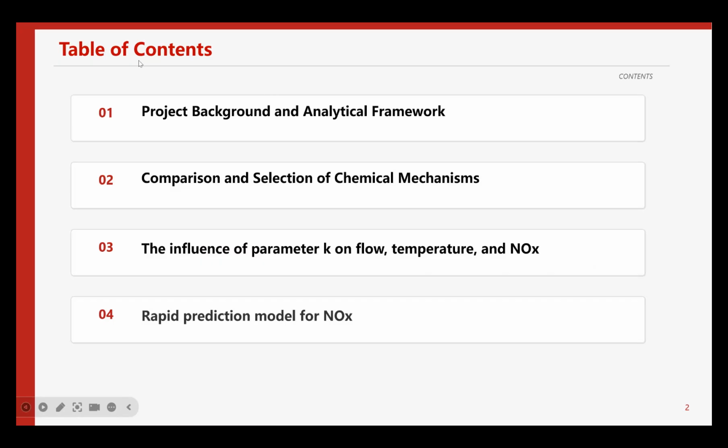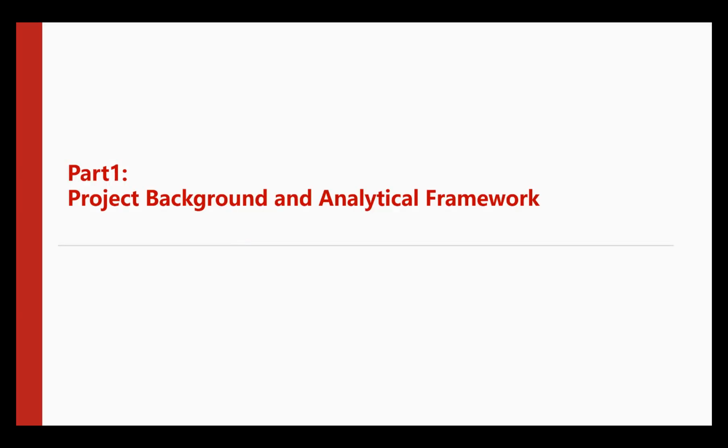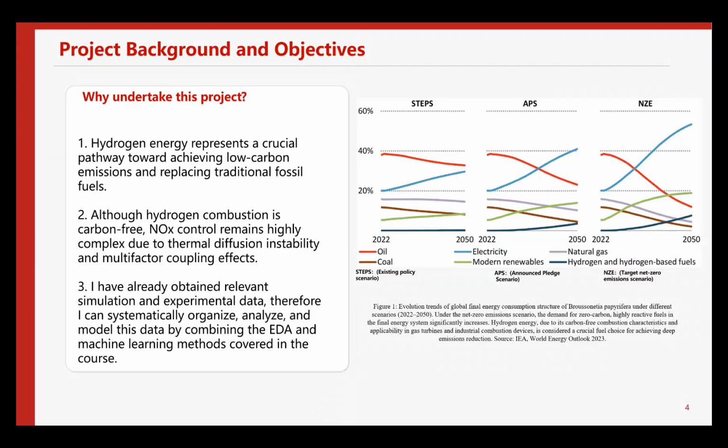And this is the table of contents. The first one is project background and analytic framework. The second one, comparison and selection of chemical mechanisms. The third one is the influence of parameter K on flow, temperature, and NOx. And the last one is a rapid prediction model for NOx. Let's begin from the first one.